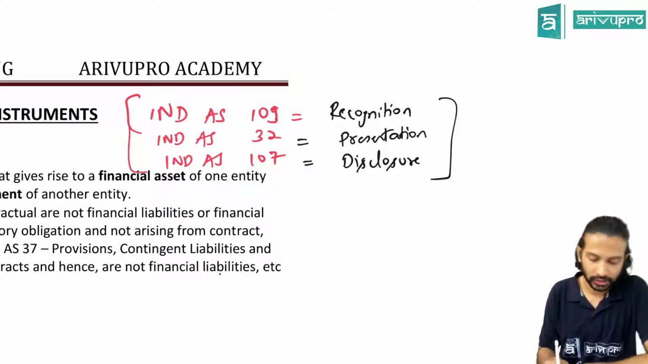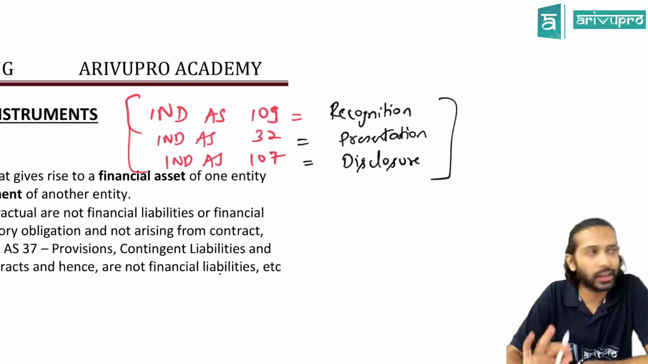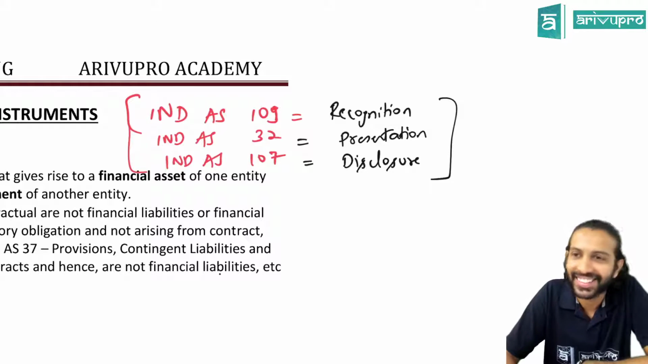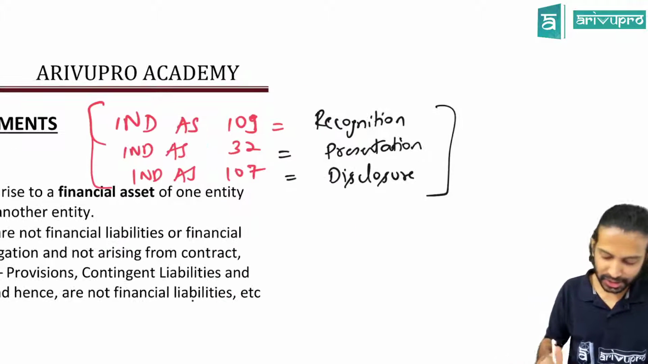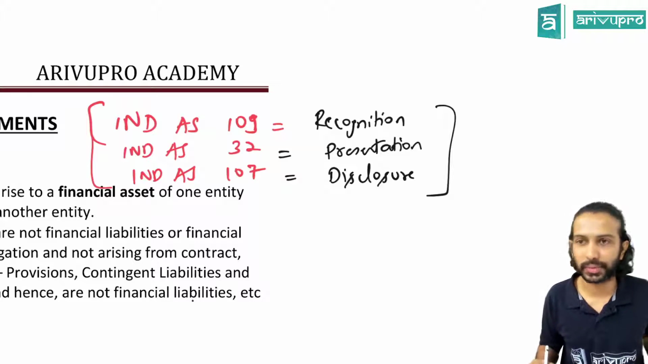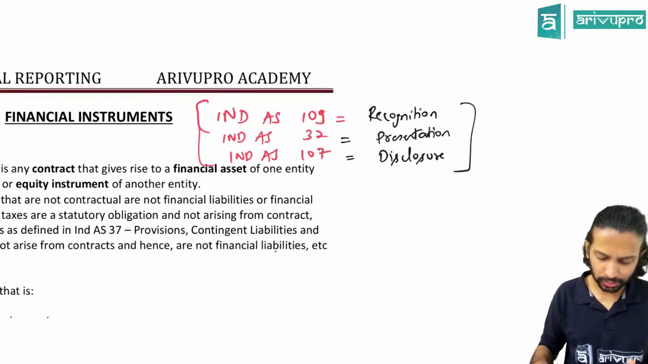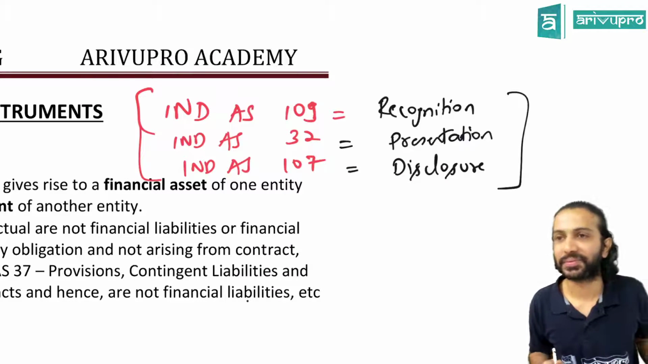So that means if we cover this chapter, we'll be covering 3 Ind ASs itself. Are we fine? Yeah. Among these, 109 will be the most important one. It'll have all your problems and such. And the rest of the things will be just concept driven. Not that we'll pay equal attention to everything. Just saying. Are we fine?